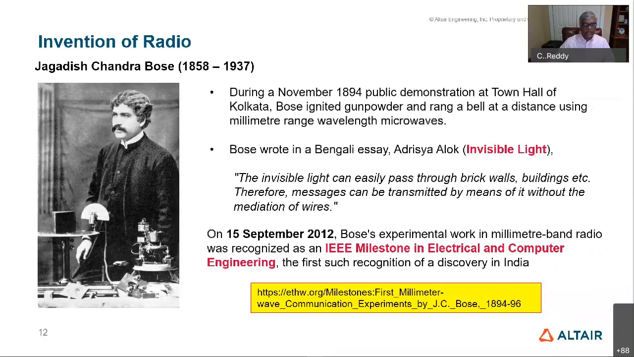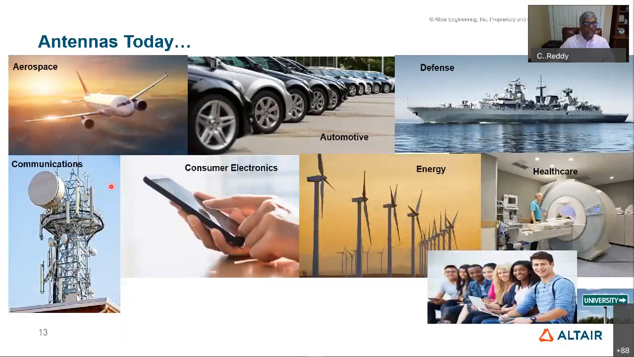So from those humble beginnings, I guess antennas now come to be everywhere in the industry. That is, you take any industry: automotive, aerospace, defense, communications, consumer electronics, energy, healthcare. Of course, with the Internet of Things, there is no product that doesn't come with an antenna, because every product is now connected with a Bluetooth and a Wi-Fi connection. So everything needs to have an antenna to communicate through those kinds of protocols.